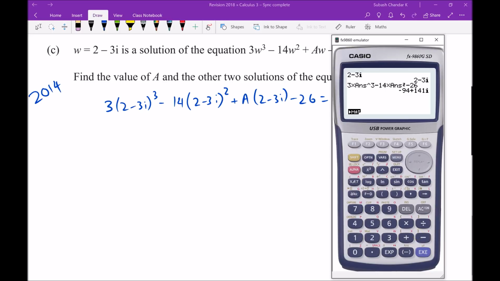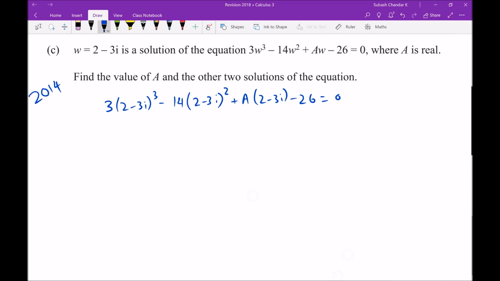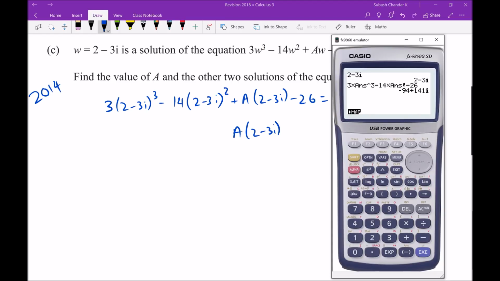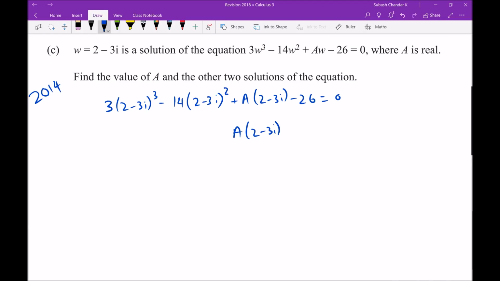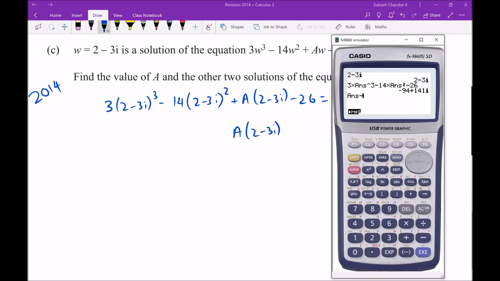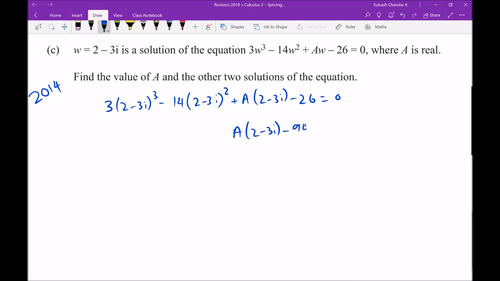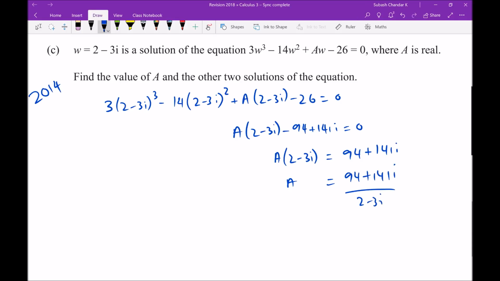Okay, let's try it out anyway. So I've got a 2 minus 3i. I got minus 26. Yeah, I did. And then minus 94 and 141. So minus 94 plus 141i equals to 0. So then a times 2 minus 3i equals 94 plus 141i. And then a equals 94 plus 141i divided by 2 minus 3i. So a is equal to 47.